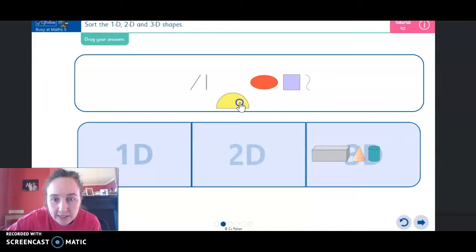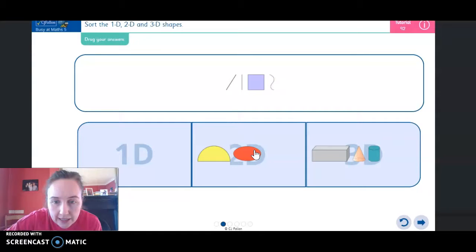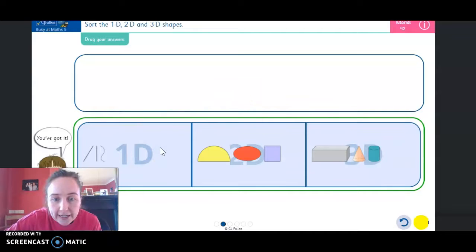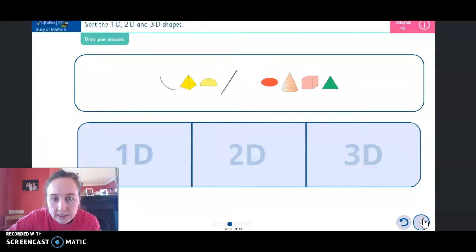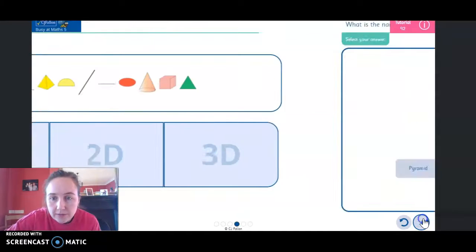For 2D this time we have a semicircle and an oval. Okay. And your square. And then your 1D lines. Okay, have a look at the semicircle and the oval there. They don't have any corners, both of them, because for a corner you need two straight lines to meet. So your square has your four corners, but your semicircle and oval have no corners. And yeah, we'll move on there to the next thing.